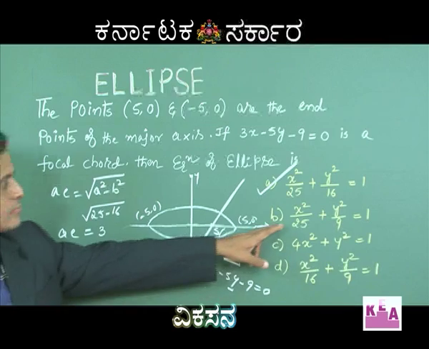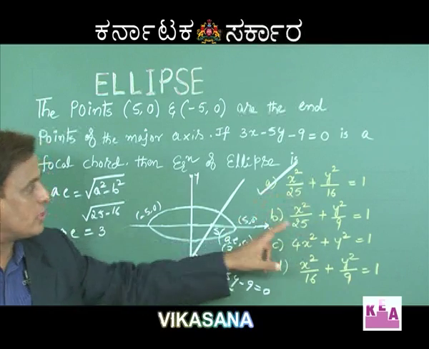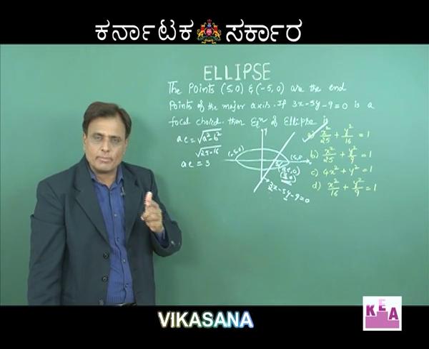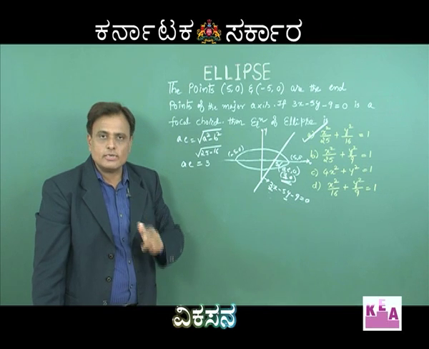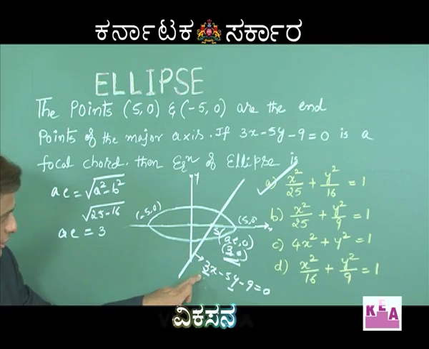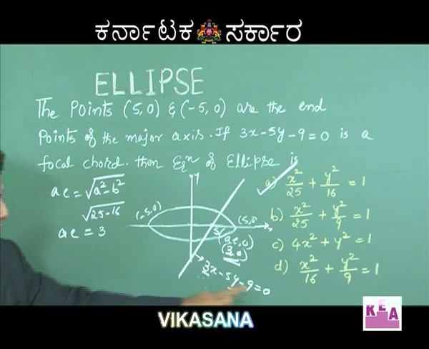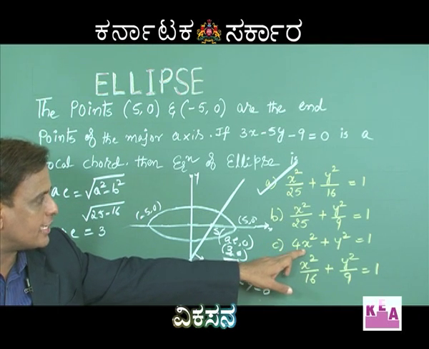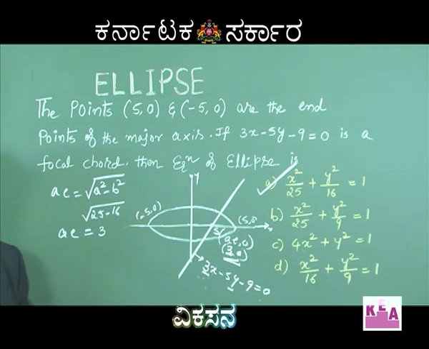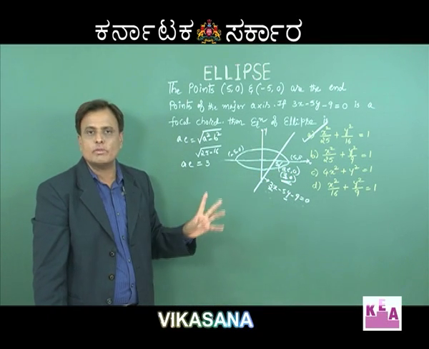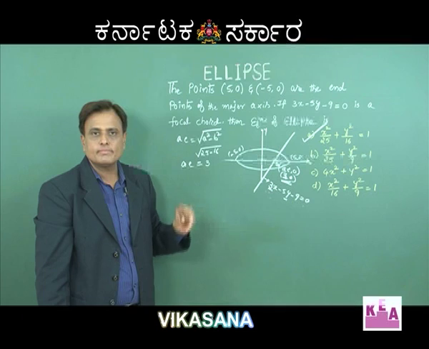For the second option, a square minus b square is how much? A square is 25, b square is 9, 25 minus 9 is 16, root of 16 is 4. That means this point will become (4, 0). Substitute it: 3 fours are 12, minus 9 is not equal to 0, so it is not satisfied. Again here, this option can be written as x square by 1 by 4 plus y square by 1, where a square is equal to 1 by 4 and b square is equal to 1.